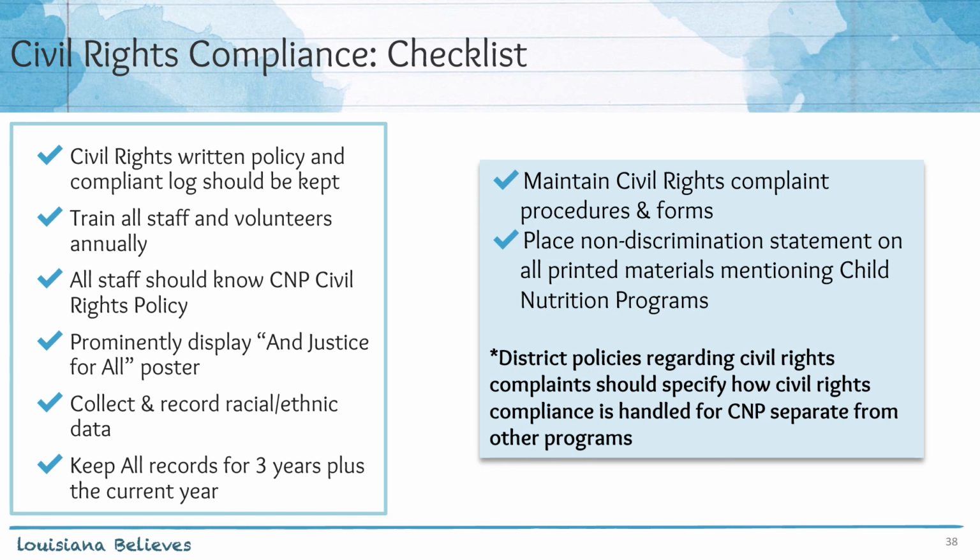Collect and record racial ethnic data. Keep all records for 3 years plus the current year. Maintain civil rights complaint procedures and forms. Place non-discrimination statements on all printed materials mentioning the child nutrition programs. As a reminder, district policies regarding civil rights complaints should specify how civil rights compliance is handled for CNP separate from other programs.